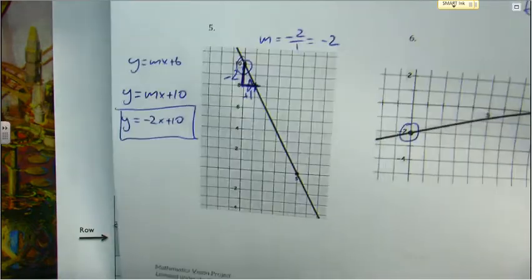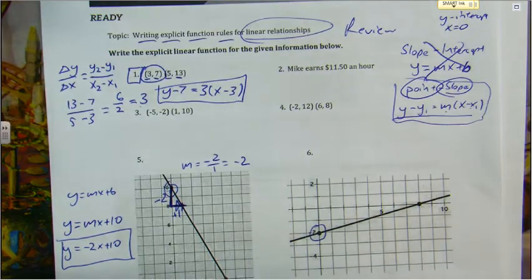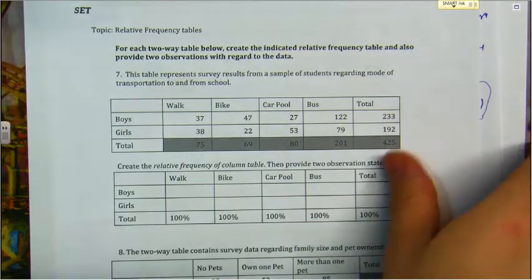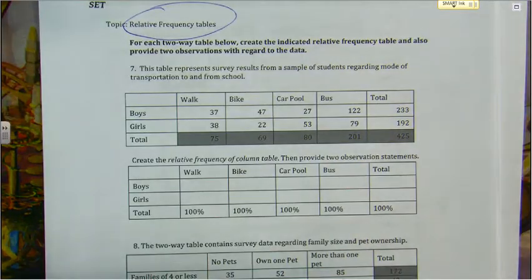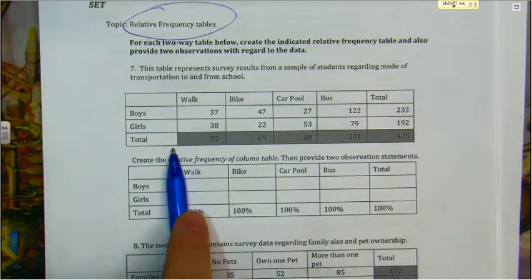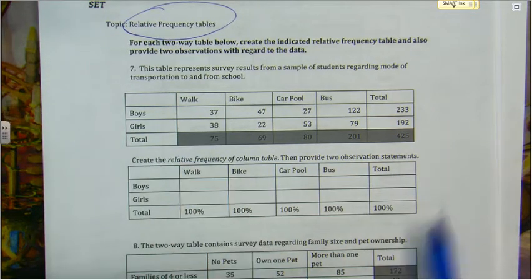Again, should mostly be review. Let's go ahead and go on to the next page. So what we're going to be doing with these ones is we're looking at relative frequency tables. Previously, we've done relative frequency tables of the whole table, but what these two problems are going to ask us is to do relative frequency on either our columns or our rows.